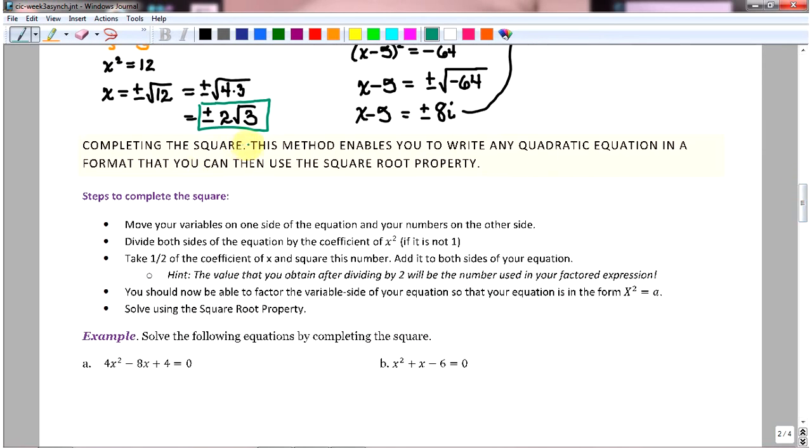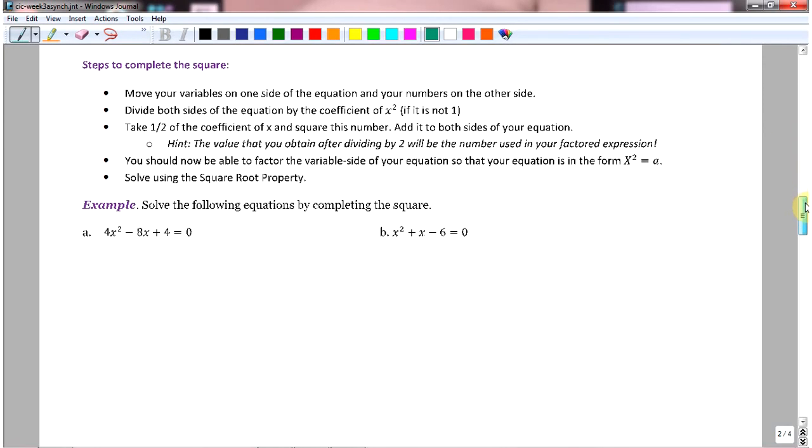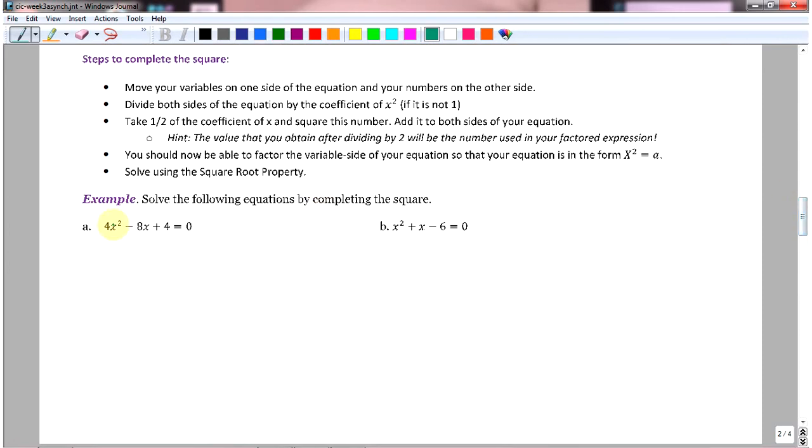Completing the square. This method enables you to write any quadratic equation in a format that you can then use the square root property that we were just going through. So I have the steps written out for how to complete the square. I'm going to go through those steps with you as we work through our first example.